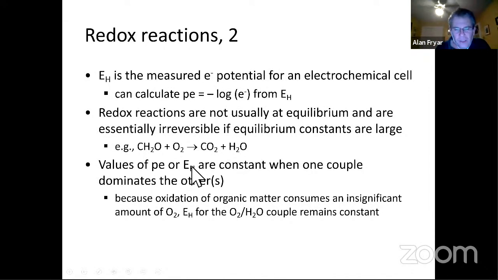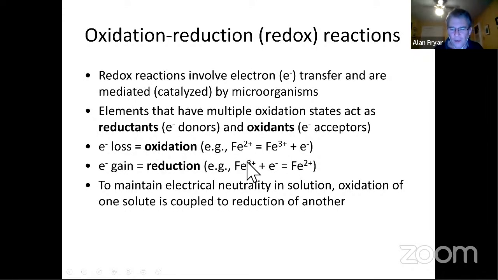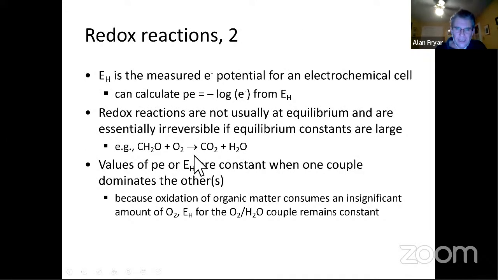So back to Eh, the values of Eh or pe are constant when you have one redox couple, that is, one particular element that is dominating the others. So going back to the previous slide, if iron is your dominant redox couple, iron reduction or iron oxidation, then that's going to regulate the Eh value. But otherwise, electrons are going to be generated and consumed by multiple different redox reactions. So just like TDS represents the combination of a bunch of different reactions, Eh can also represent the combination of a bunch of different reactions.